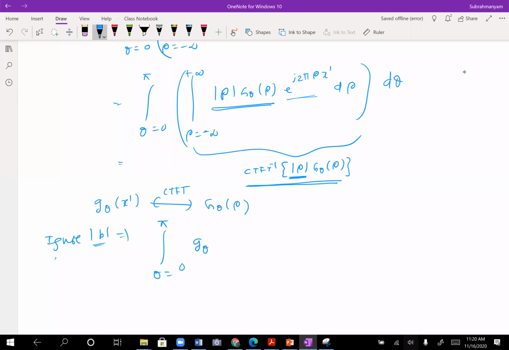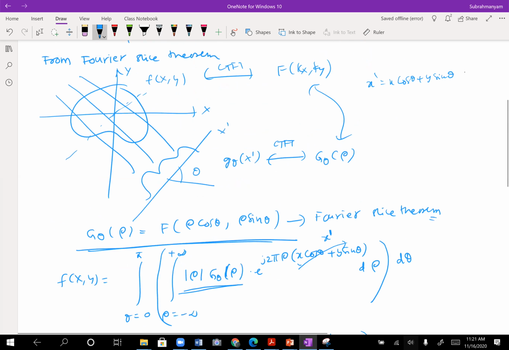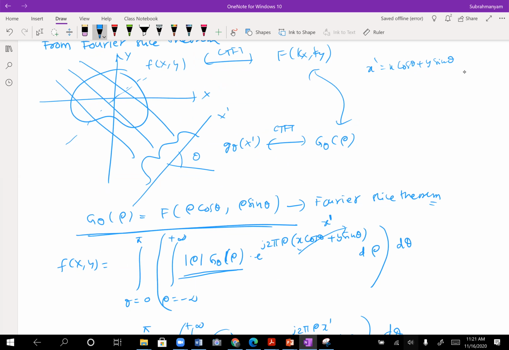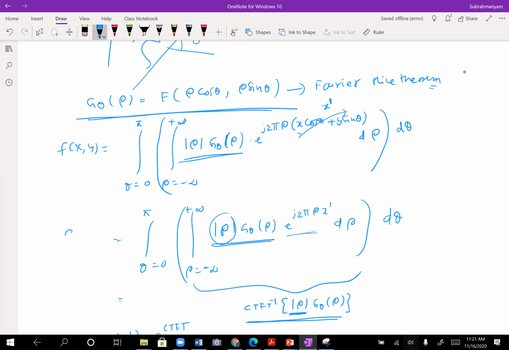Can I write here g theta of x dash then? So if this is not there, this expression is equivalent to finding out g theta of x prime. So what is happening here? What you are doing here is you are varying the theta value. That means this projection angle, you are varying it, and then you are summing up all projections together. And that is what is giving you f of x y.